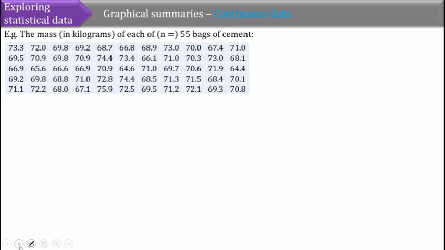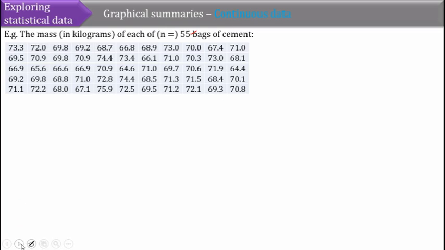Right, now next we look at continuous data. Now remember, continuous data is data with decimals. Now let's take a look at an example. Here I have the weight in kilograms of 55 bags of cement. You can see that it's not very nice measurement, 73.3, and the last one here is 70.8.